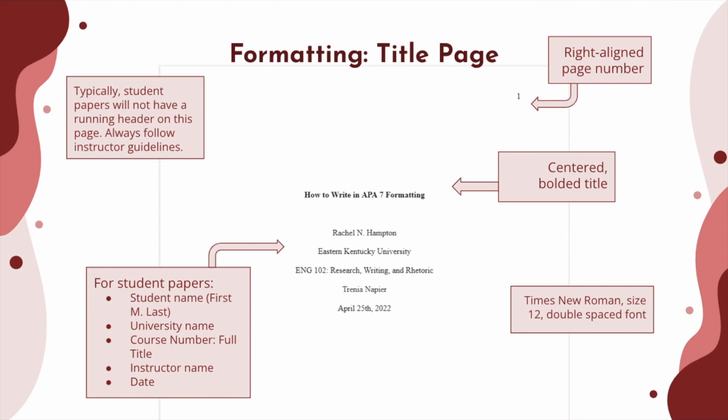For student papers, beneath the title should be the following information in this order: student name, first name, middle initial, last name, university name, course number and full course title, instructor name. Side note, if your instructor doesn't have a title like doctor or MD, etc., just put professor in front of their name. Then comes the date, formatted month, day, comma, year.